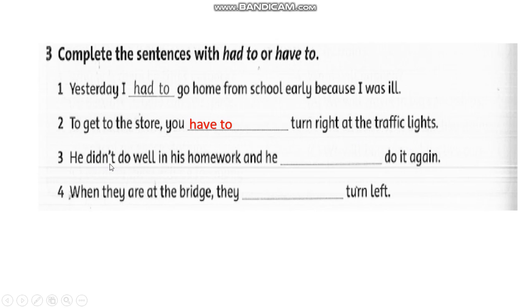Number 3. Can you see the time marker of the past? Yes, here it is. Didn't. So, in the sentence you use had to instead of have to. He didn't do well in his homework, and he had to do it again. Number 4. When they are at the bridge, can you see the time marker of the past? No, so we use have to here. They have to turn left. Did you get it correct? Yes, good job.